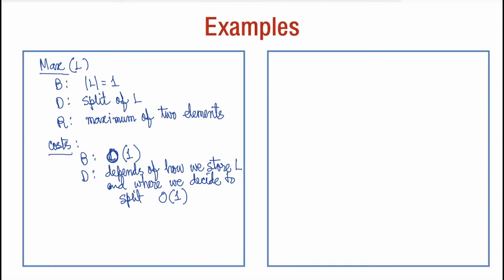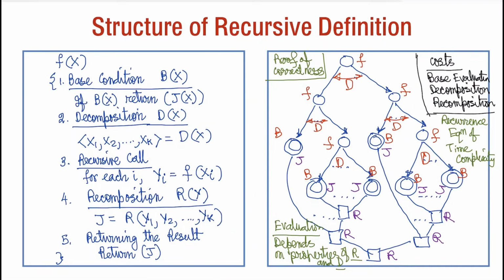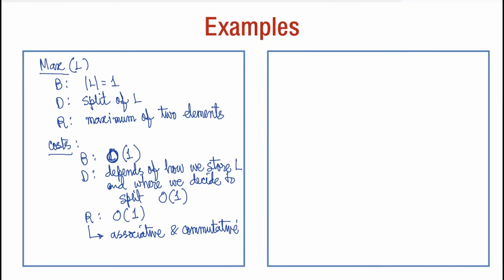And once we do this split in constant time, our recomposition function is the maximum of two elements, which is also constant time. And we also know that this function is associative and commutative. Therefore, because it is associative and commutative, this recursion tree, which is shown in this diagram, can actually be evaluated in any order. And this enables us to evaluate the recursion tree in any order, and as we shall see in more complex examples, it yields some very interesting solutions. And based on this, we can solve the problems.